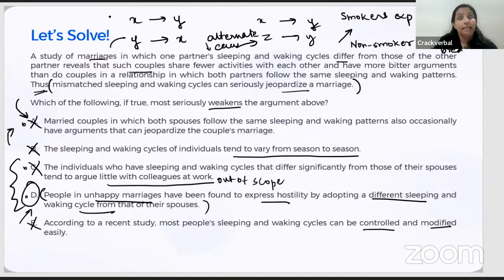So suddenly when I say this, hey, look, it's not because they have different waking and sleeping cycles that they have a problem in their marriage. They have a problem in their marriage. That's why they have different waking and sleeping cycles.